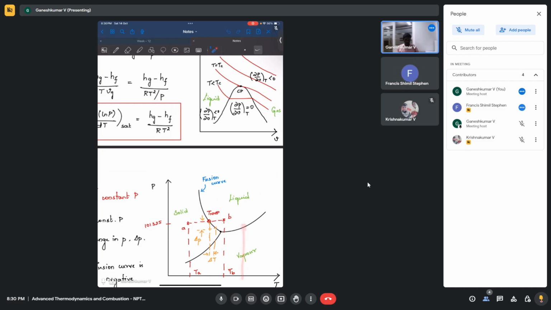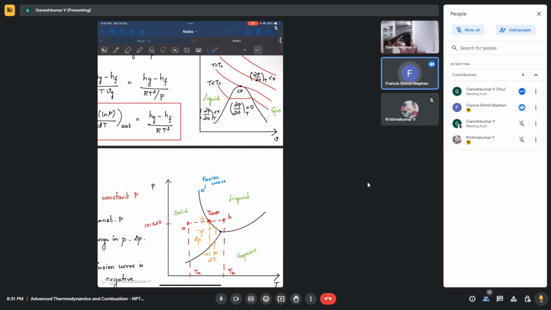So for a pressure, let's say you want, you just draw that straight line over here, and for which temperature? For any pressure, if you draw this line, it will intersect at this point, right? And the corresponding temperature is going to be your Tsat. Is that what you're asking?